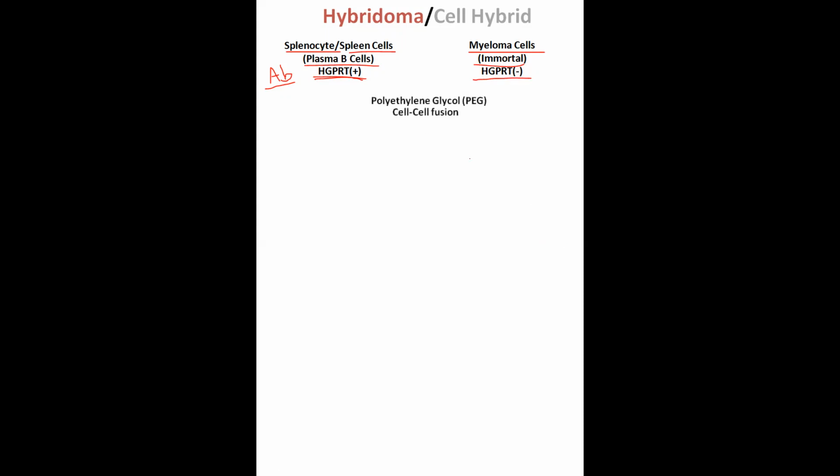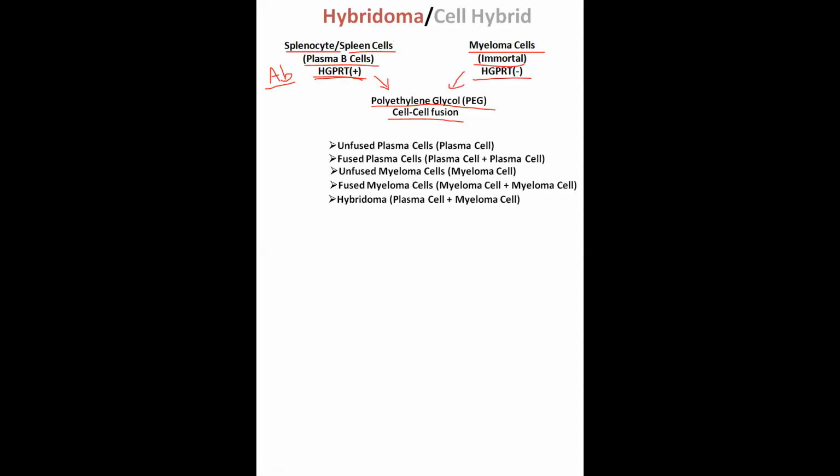After that, the splenocytes and the myeloma cells are fused in the presence of polyethylene glycol. So there is cell fusion: two cells become one cell, and the nuclei of the two cells are combined along with the cytoplasm. Because of this fusion, five scenarios are possible. What are the five scenarios?